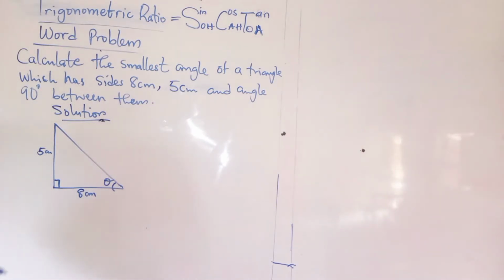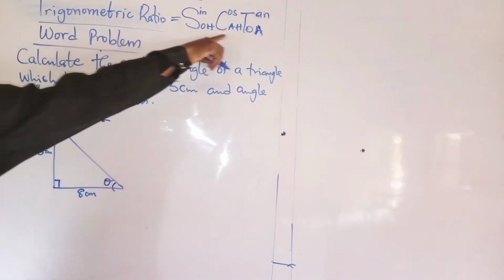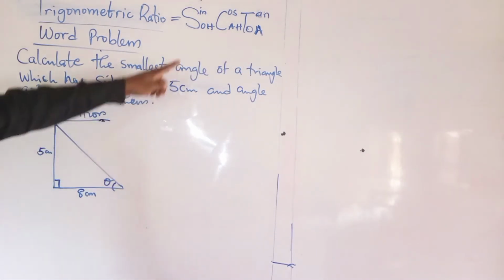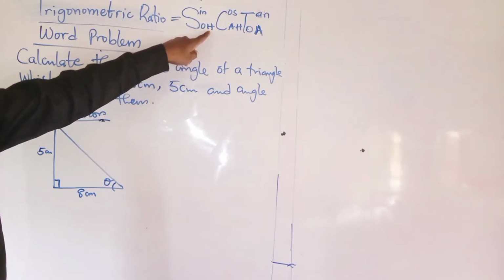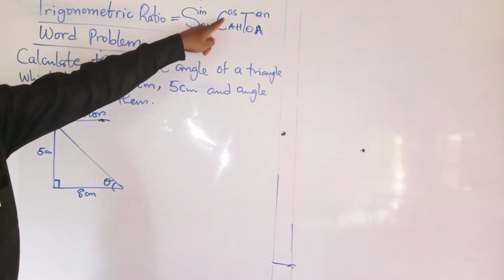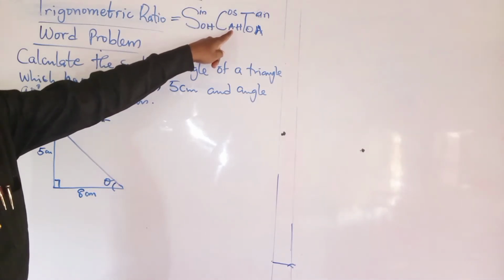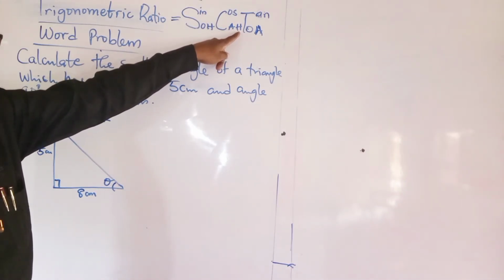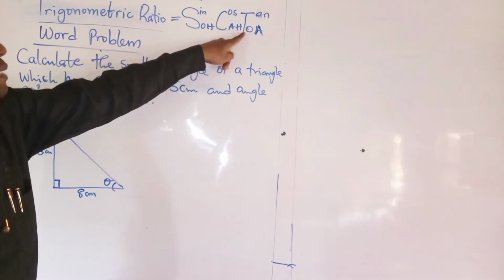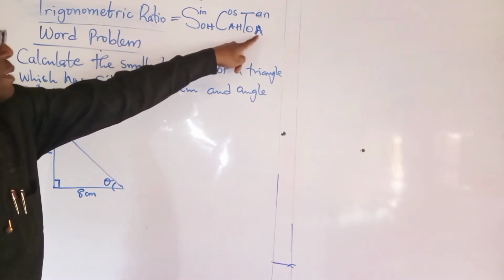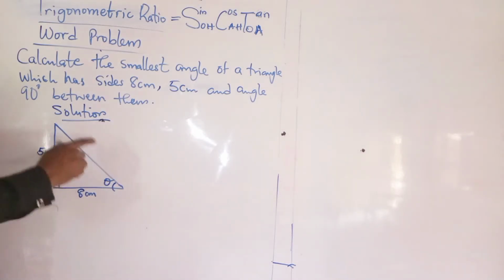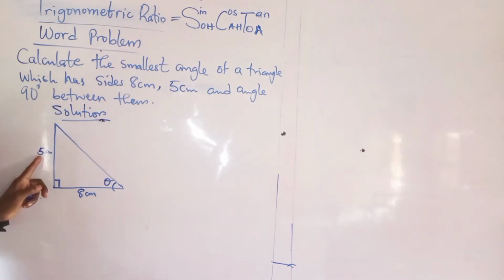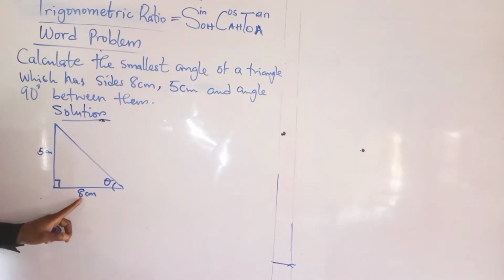Now we know, following the rule, sine theta is equal to opposite divided by hypotenuse, cos is adjacent divided by hypotenuse, tan is opposite divided by adjacent. So we have it to be tan. I'm going to use tan because we have opposite divided by adjacent.